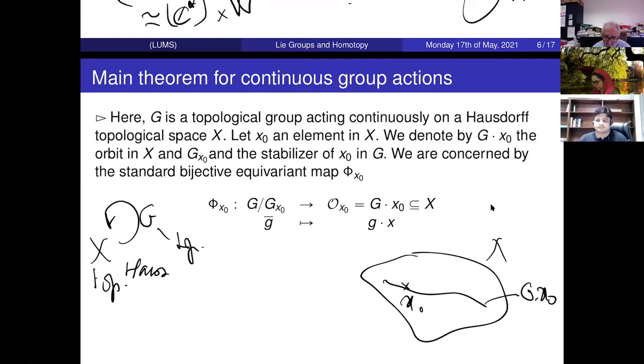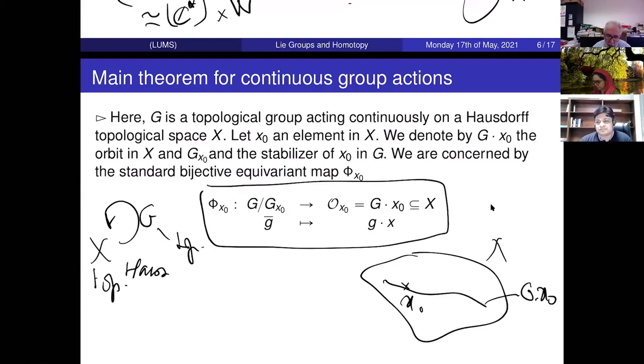And we have, of course, as everybody knows as soon as he or she has worked with group actions, an equivariant map between the quotient of G by the stabilizer of X0 and the orbit. And this map is the following. It sends the class of g modulo the stabilizer of X0 to g dot X0. And this map is equivariant.